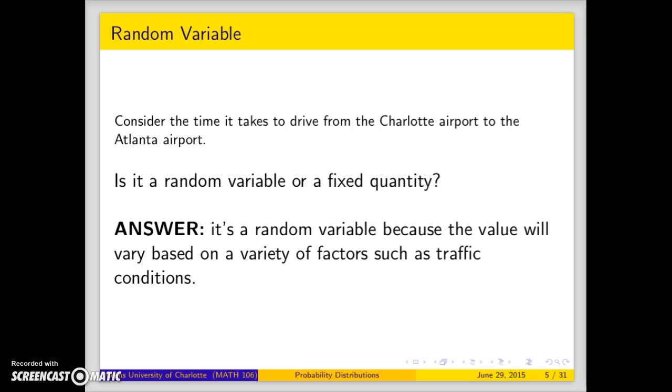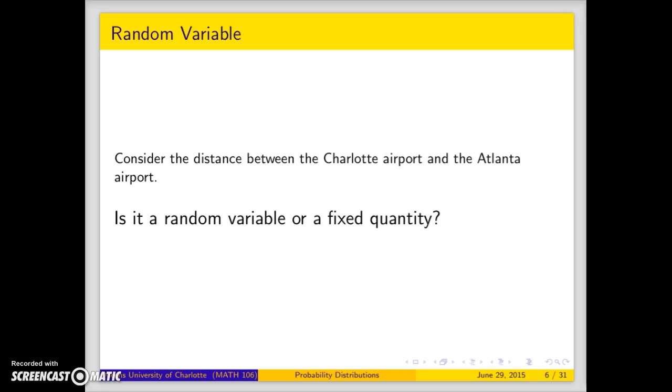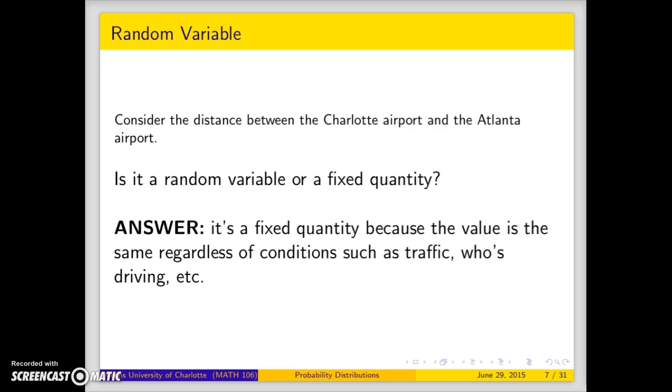But if we consider another example, such as the distance between Charlotte Airport and Atlanta Airport, what do you think this is, a random variable or a fixed quantity? It's a fixed quantity because the value does not depend on anything. The value is always what it is. It's not because of who's driving, it's always going to be the same distance.